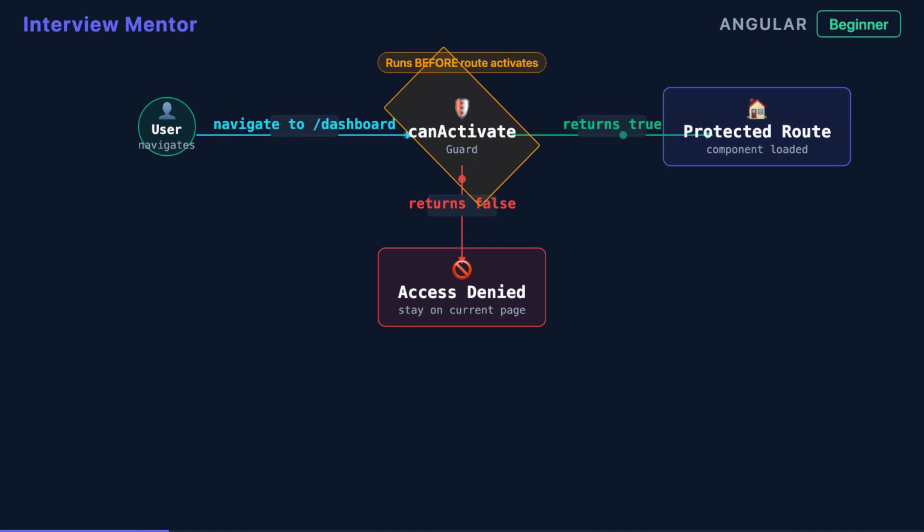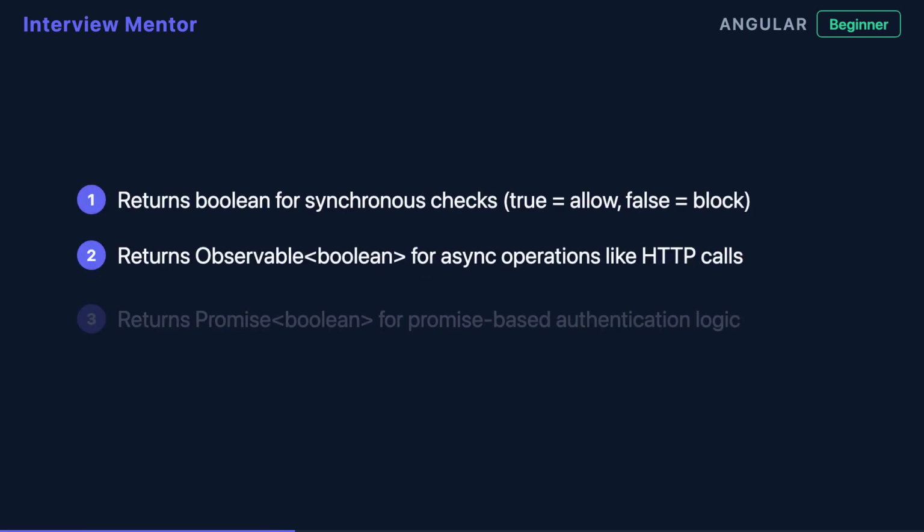Think of it as a security gate. When a user tries to navigate to a protected route, canActivate executes first and decides whether to grant or deny access. This happens before Angular loads the component or any of its dependencies, making it an efficient way to protect your app. How does canActivate communicate its decision?